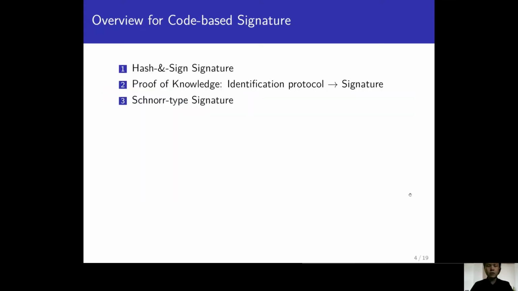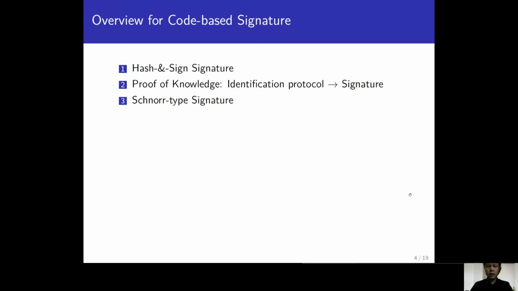So in an overview of code-based signatures, there are 3 main approaches. This is not an exhaustive list. The first approach is hash-and-sign signatures, and the second approach is proof of knowledge signatures, where we apply the Fiat-Shamir transformation to an identification protocol to convert it into a signature scheme. And the third type is the Schnorr-type signature scheme.